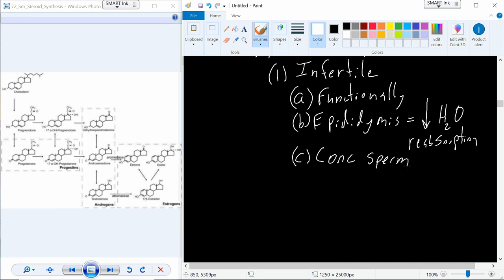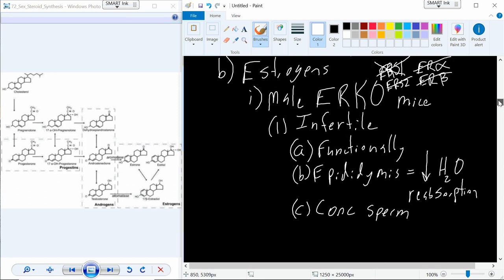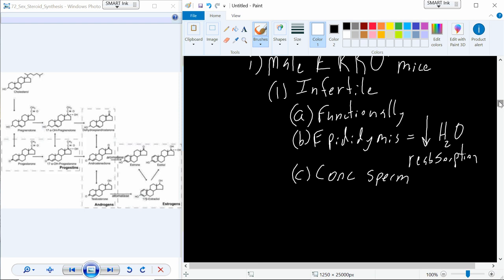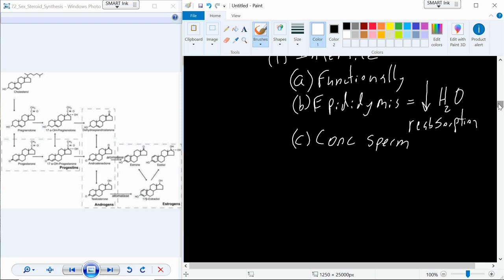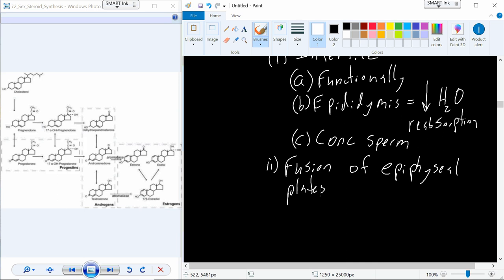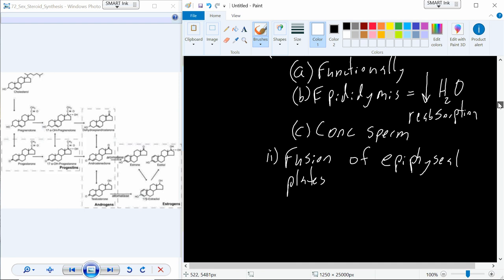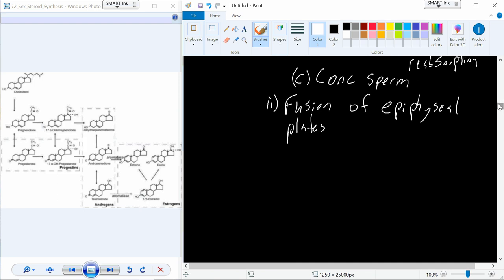Okay, so we have some functional changes with the estrogen knockout animal in terms of the epididymis function and sperm concentration. We actually also, in the male knockout, see fusion issues of the epithelial plate. So the epithelial plate, we end up with some changes that happen here.